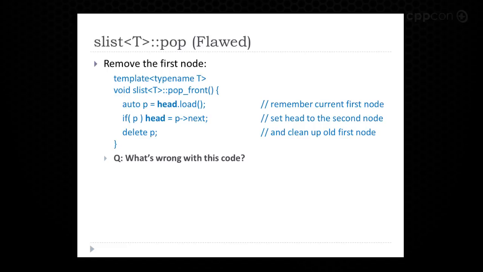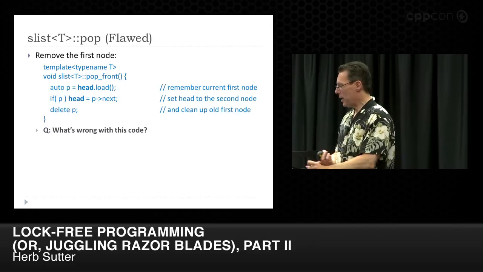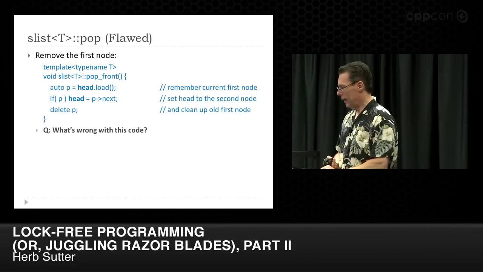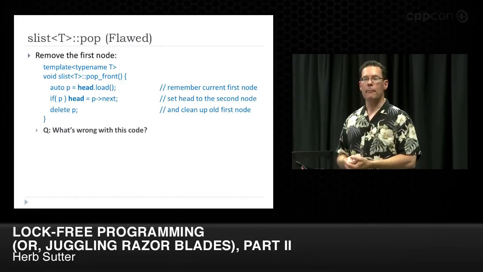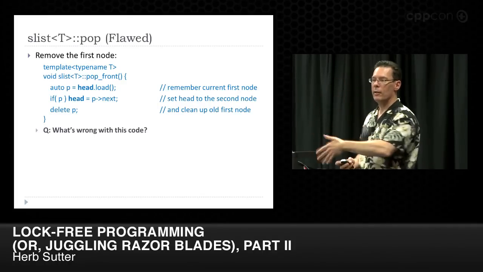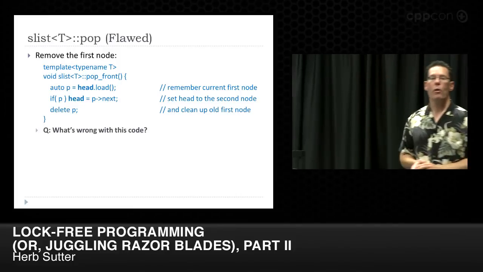Here's some code. Let's just do what the documentation says. Somebody wrote the spec for the function. I've implemented it. Let's ship it. Load head; if it's not null, then head equals p arrow next, and delete p. Perfectly correct single-threaded code. What's wrong with it?